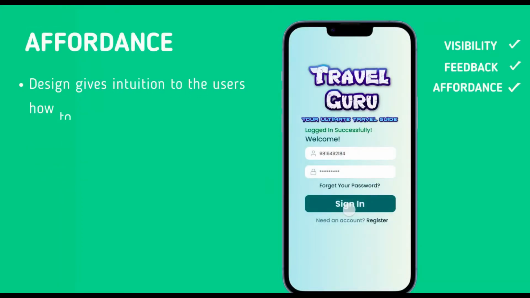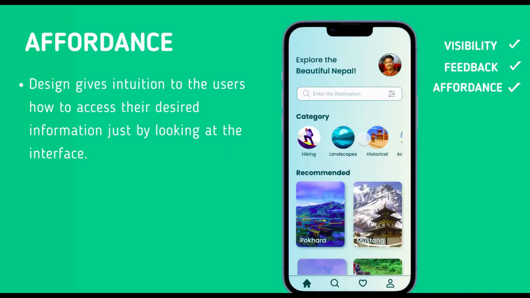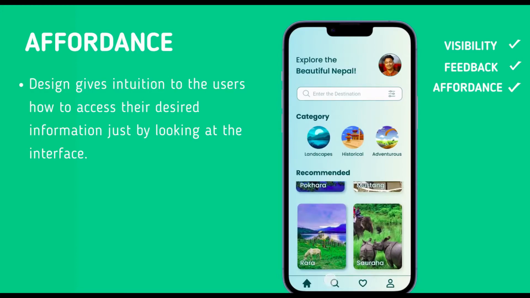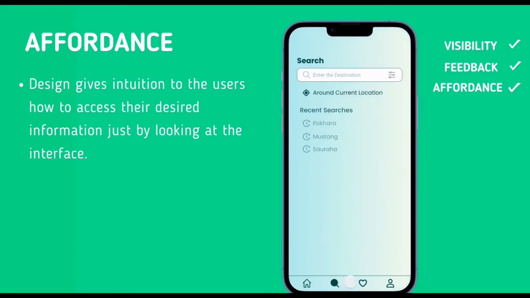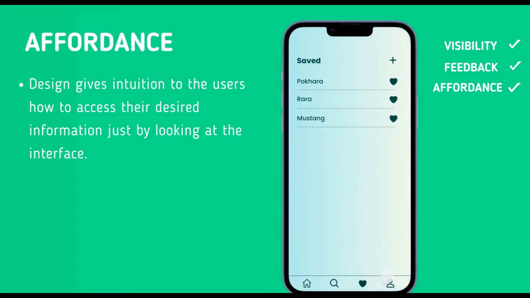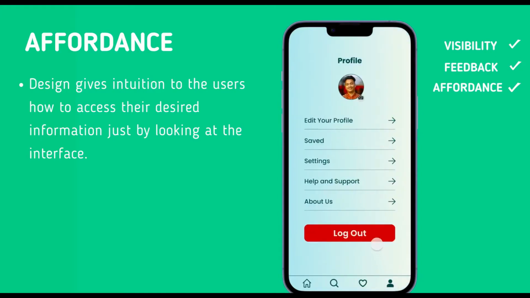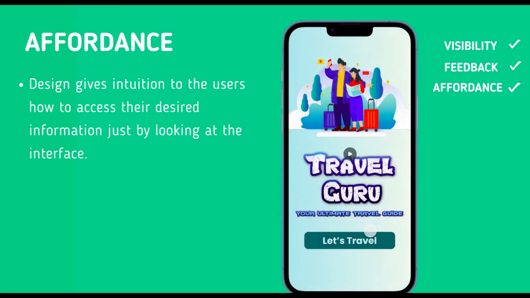Likewise, affordance is the link between how things look and how they are used. We can see that the design is intuitive enough as user can easily interact with the navigation bar, whereas the logout button is red and bright, indicating that it locks you out of the system.